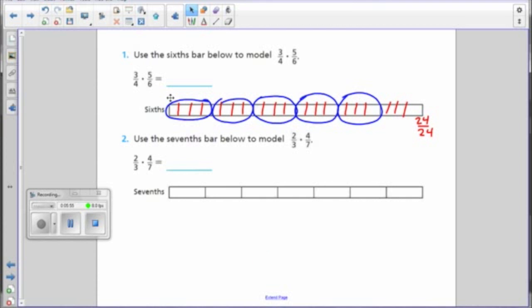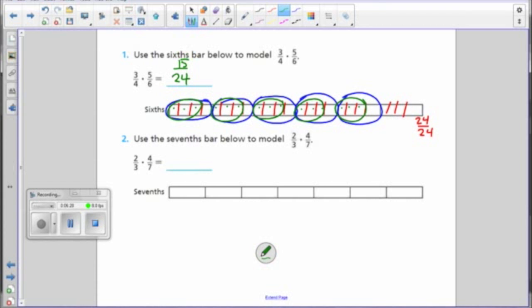Now, since I'm multiplying by 3/4, I need to circle 3/4, 3/4, 3/4, 3/4. So how many pieces do I have? 1, 2, 3, 4, 5, 6, 7, 8, 9, 10, 11, 12, 13, 14, 15. 15 24ths. We're going to do it again.